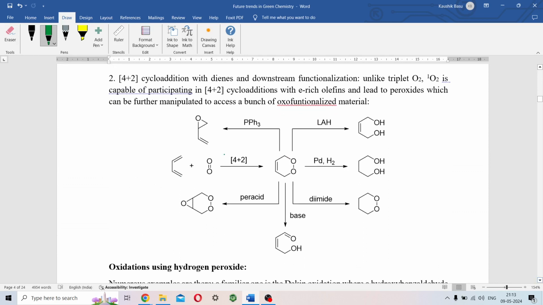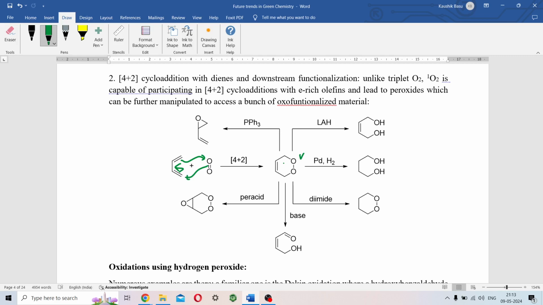Now suppose you are reacting the singlet oxygen with a diene. Singlet oxygen behaves like a dienophile, unlike triplet oxygen, and therefore it forms a Diels-Alder adduct like this with the diene. Okay, so you get something like this, and this is a valuable intermediate. You can access many different things starting from this compound.